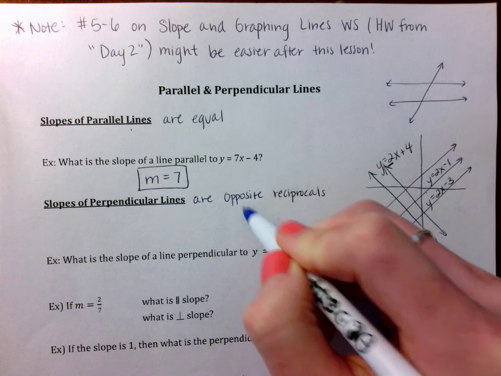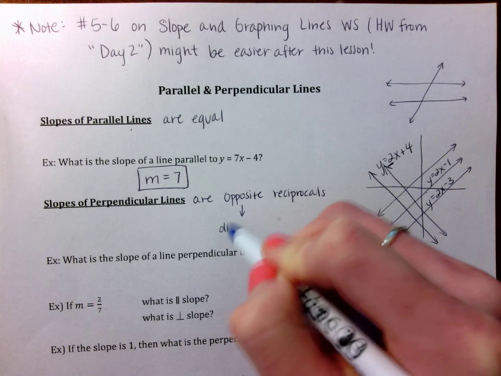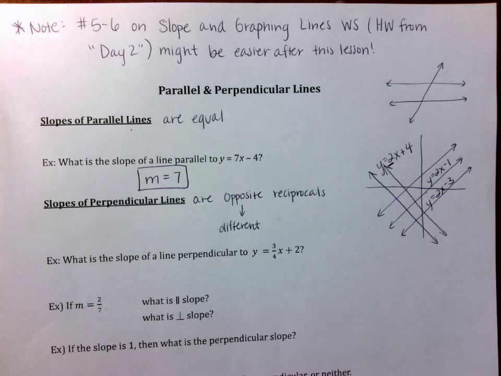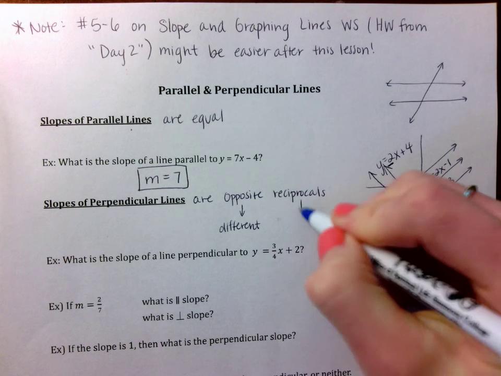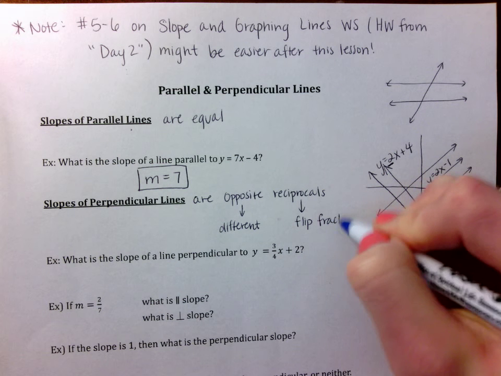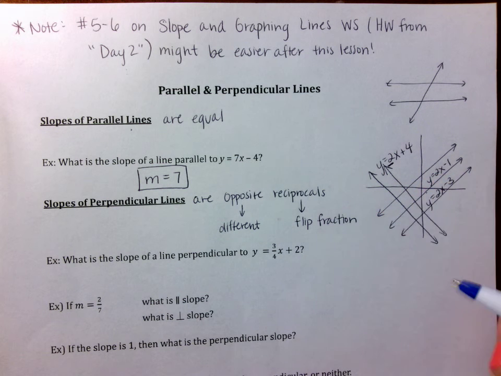and this means, opposite means different sign. In other words, if it's positive, it will be negative. And then reciprocal means flip the fraction, or make it a fraction and then flip it if necessary.